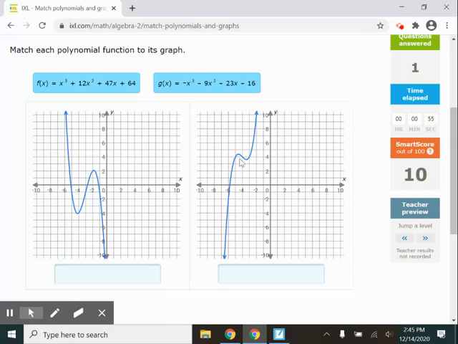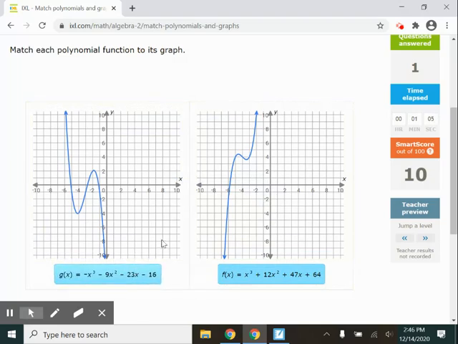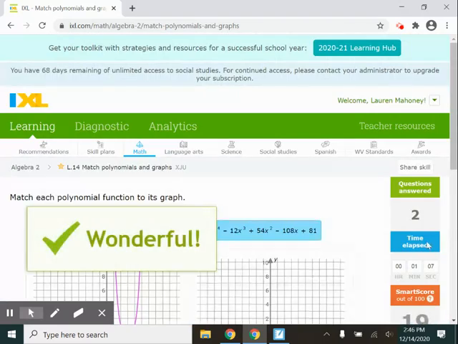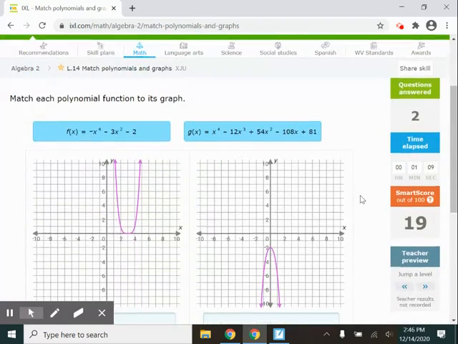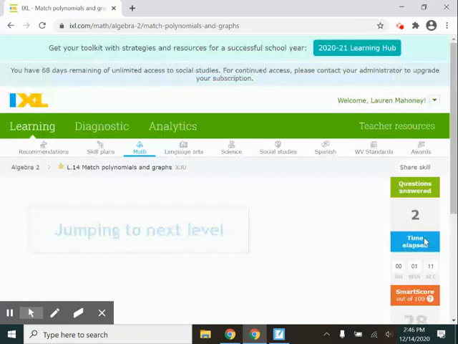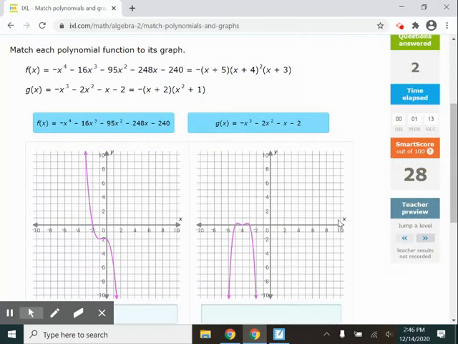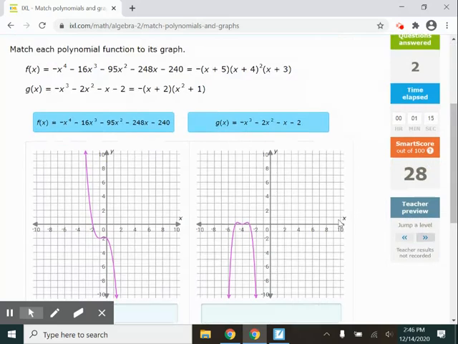So we have a positive cubic and a negative cubic. Well, here's my positive with 64, and that's going to be up in the positives there. And there's my negative with the negative 16. So I'm going to match those up there. And eventually you will get into some where you have to match more.